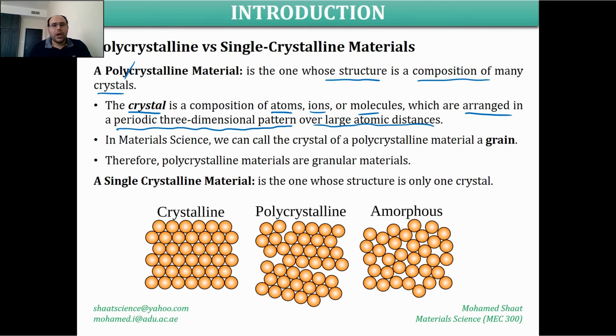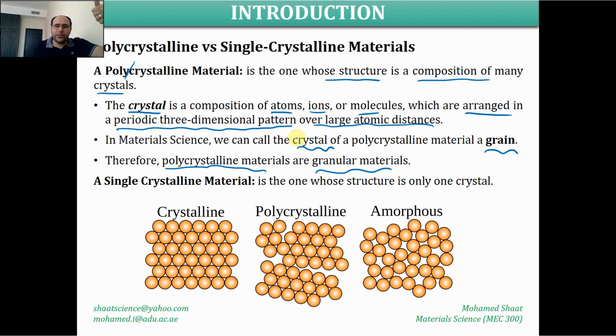Make sense? In material science, we usually give the name grain to the crystal. We give it the name grain. So the grain is a crystal. You should understand it this way. The grain is just a crystal, and this crystal has a specific periodic three-dimensional pattern of atoms. Therefore, we can call a polycrystalline material a granular material, which comes from the word grain.